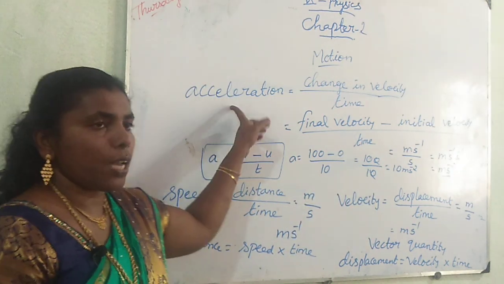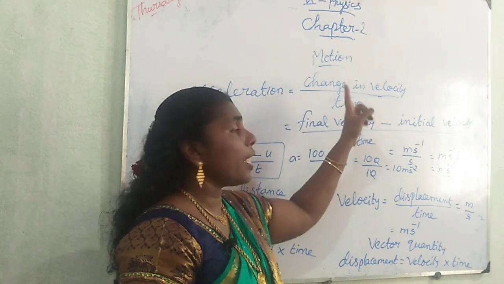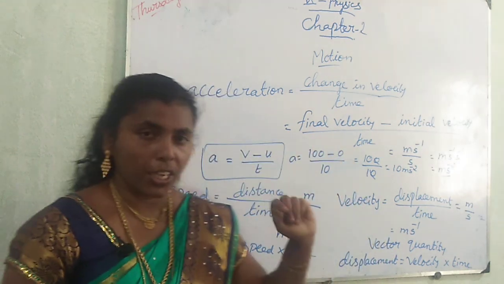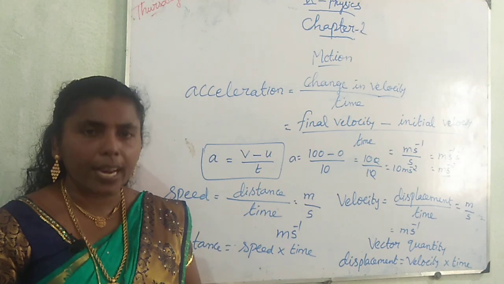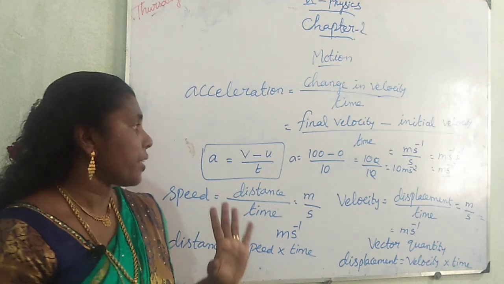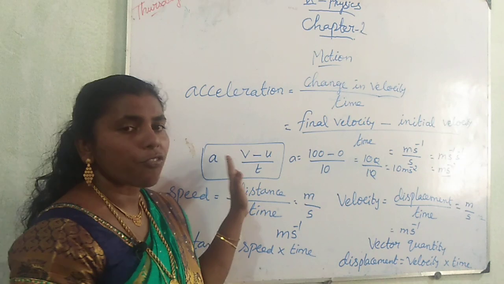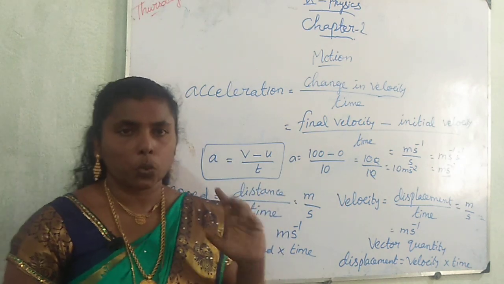Then acceleration. What is the formula for acceleration? Change in velocity divided by time. What is the definition for acceleration? Rate of change of velocity is called acceleration. Then we get this formula: A equal to V minus U by T.